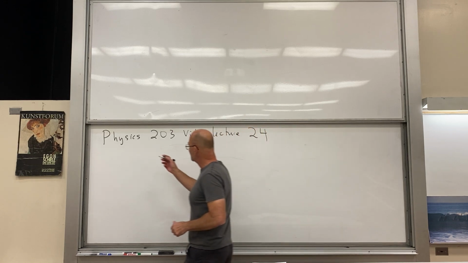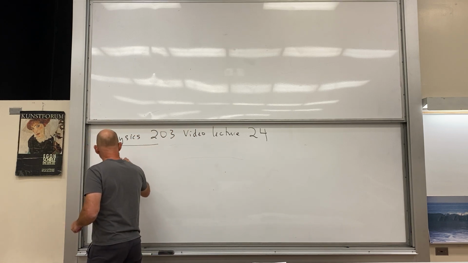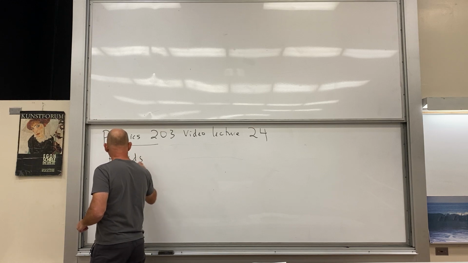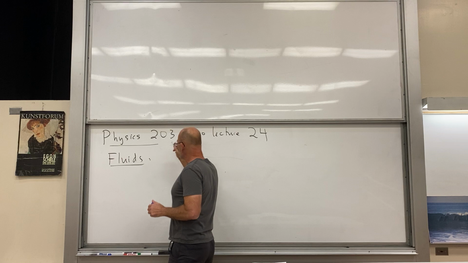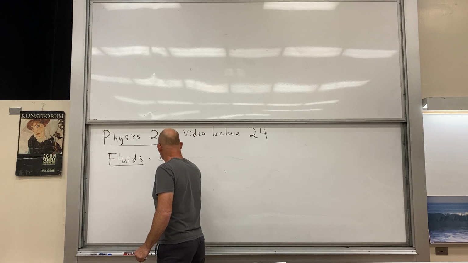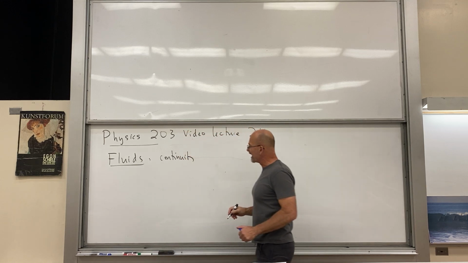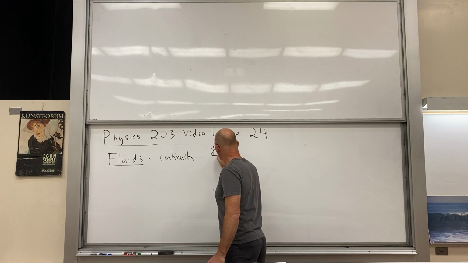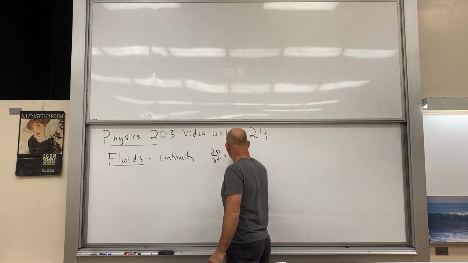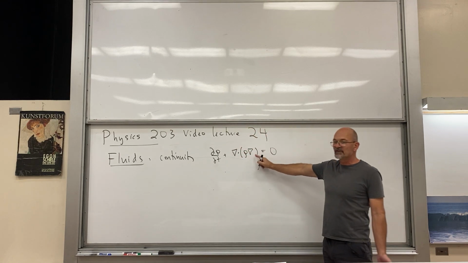We had the Euler equations, so we're working on fluids, continuum mechanics. We had the following equations. We had continuity, which is to say conservation of mass, and that equation is dρ/dt plus divergence of ρ times v is equal to 0. v is the velocity vector field.